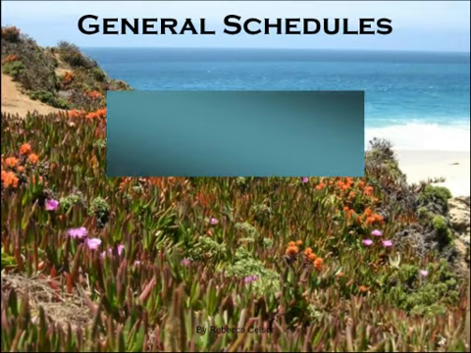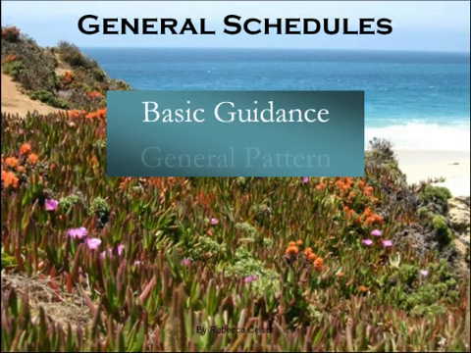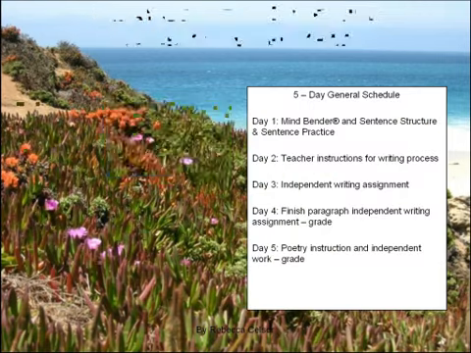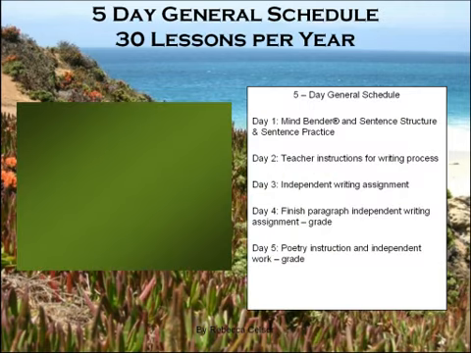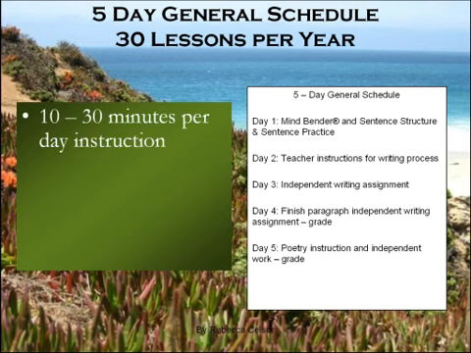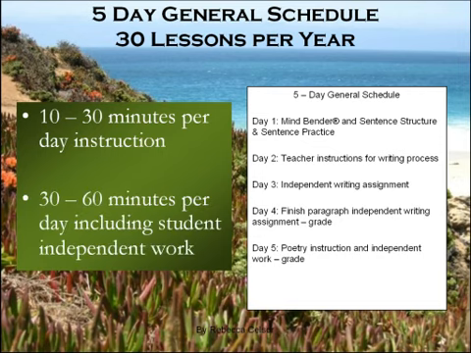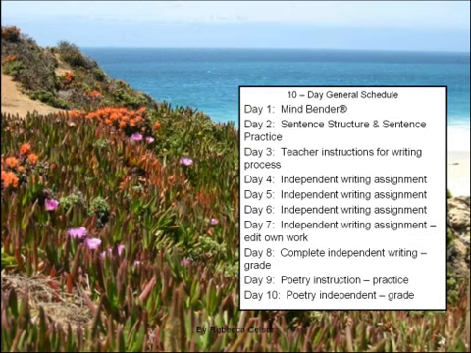General schedules are designed for those who only want basic guidance or a general pattern to get going. The 5-day general schedule is for 30 lessons per year. It corresponds with the 5-day daily schedule and averages 10 to 30 minutes per day teaching instruction, with 30 to 60 minutes per day including student-independent work. The schedule is included in the teacher instruction manual for easy reference.